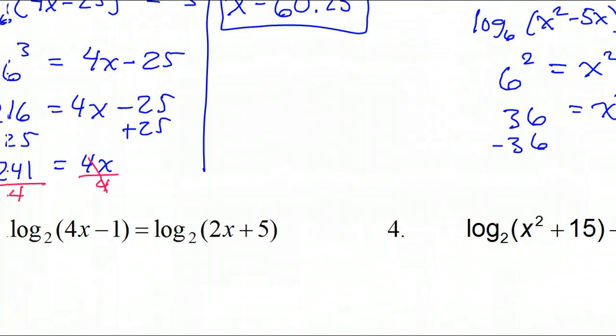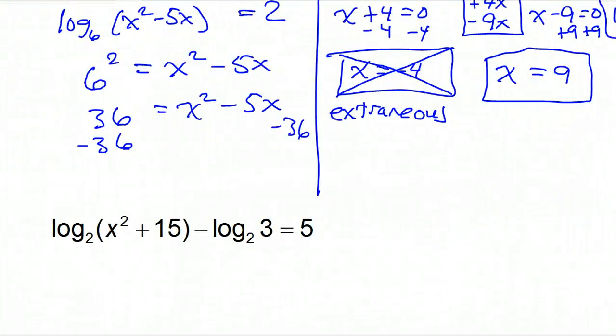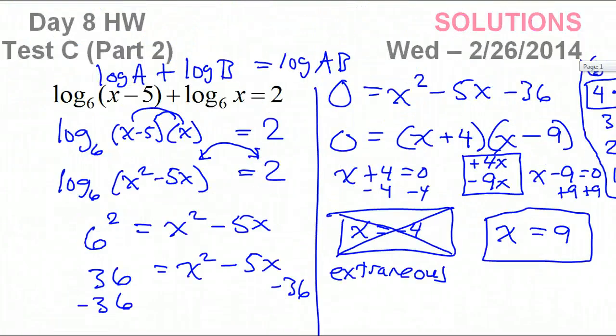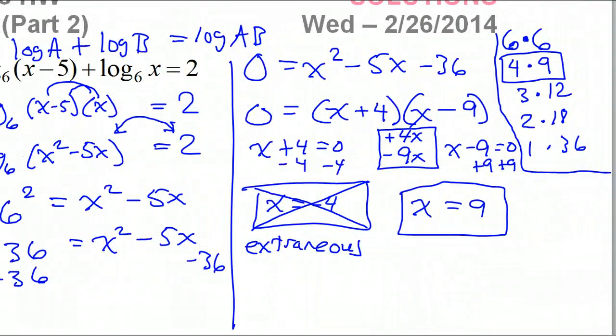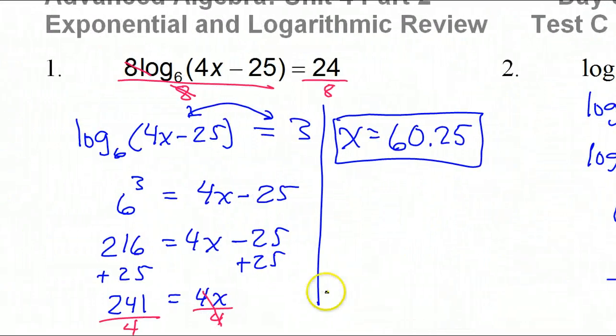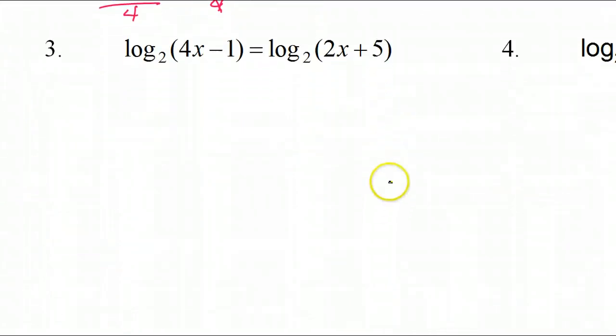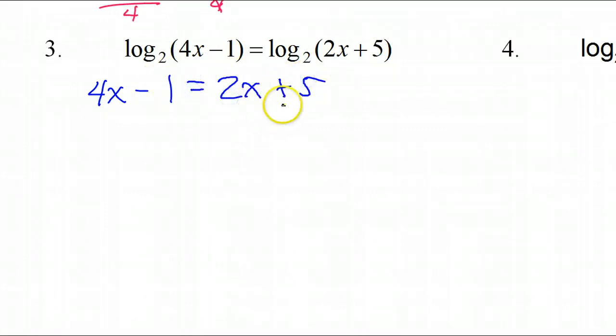Okay. Let's see, that was number 2. So let's find number 3. Alright, this one we have the log on both sides. So we can just drop those logs out and realize that 4x minus 1 should equal 2x plus 5.